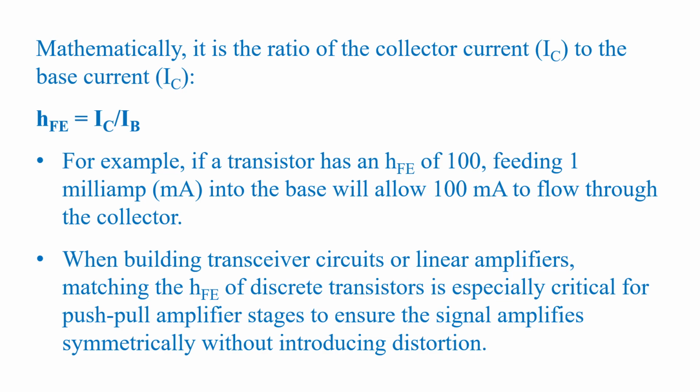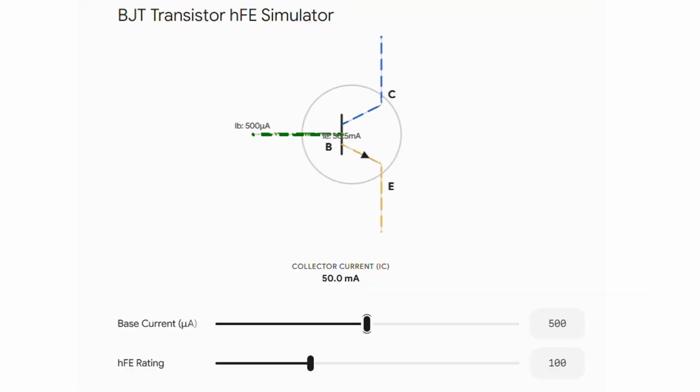For example, if a transistor has an hFE of 100, feeding 1 milliampere into the base will allow 100 milliamperes to flow through the collector. When building transceiver circuits or linear amplifiers, matching the hFE of discrete transistors is especially critical for push-pull amplifier stages to ensure the signal amplifies symmetrically without introducing distortion.